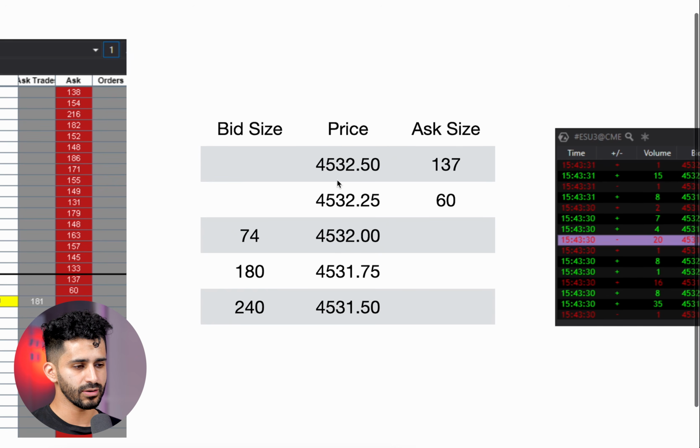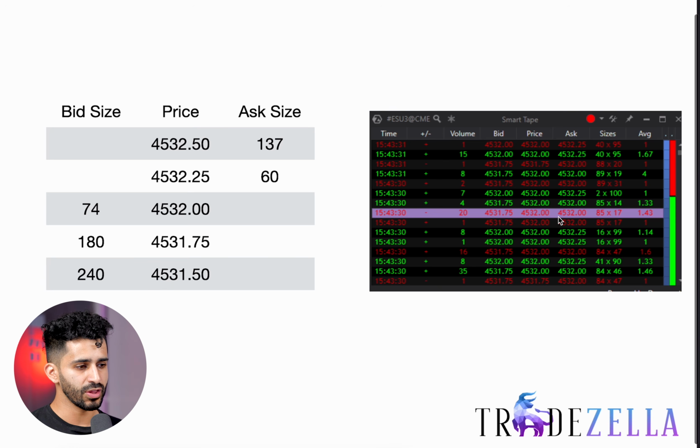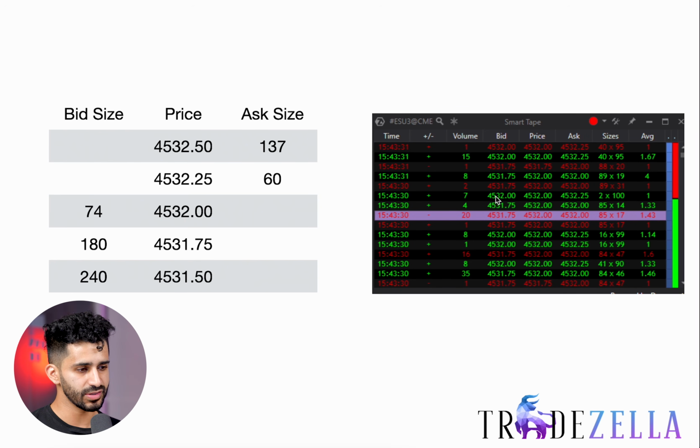Now, there is something else, besides the depth of market. There's something called the tape, or time and sales. Time and sales basically shows us every single order that has been executed at the exact price. So if you look at this time, we're able to see that one trade, one volume, went through at 45.32. At that time, the bid was 45.32. The ask was 45.32.25. The order got executed at 45.32, so the order got executed at the bid. This is where all the actual orders have happened.